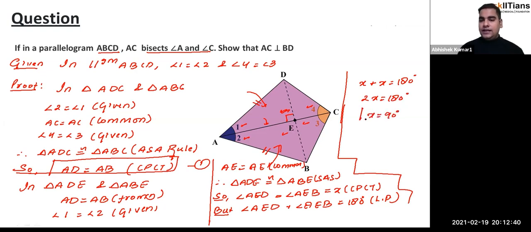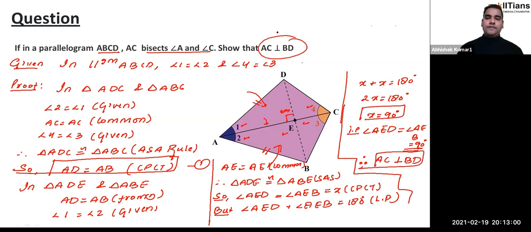X is equal to 90 degrees means what? That means angle AED, which is the same as angle AEB, is equal to 90 degrees, right? And if these two angles are 90 degrees, what can be said? Therefore, we can say that this AC is perpendicular to BD, and that completes our proof of this particular question. So please go through it. Ask me if you have any doubt in any of these steps. I'll be more than happy to explain.